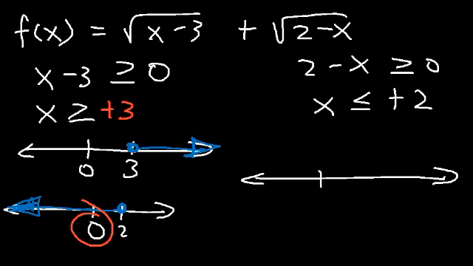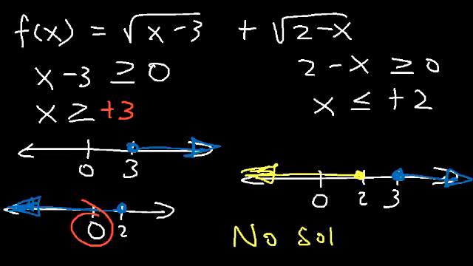Let's combine the two graphs. So let's say the first function is in blue and the second one is in yellow. These two regions do not intersect anywhere. So since we don't have a region where it's shaded for both, it's going to be no solution. Let's try another example like this one.